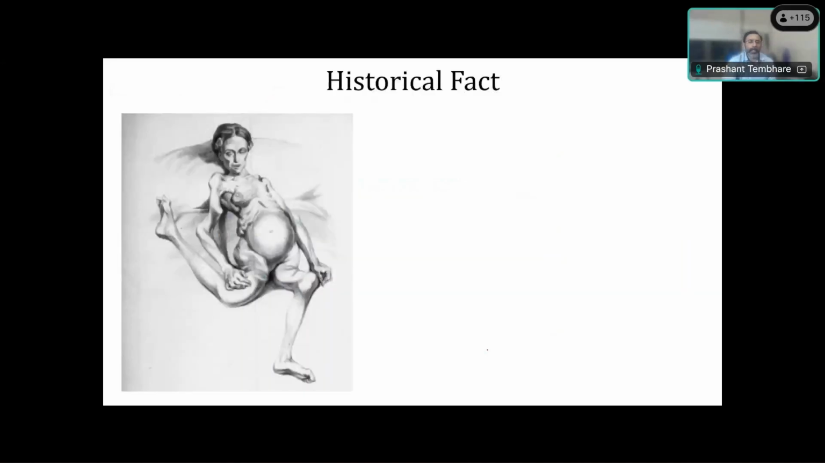Okay. Now, one interesting fact of this plasma cell. Can anyone recognize this image? Probably some of the textbooks have this image.